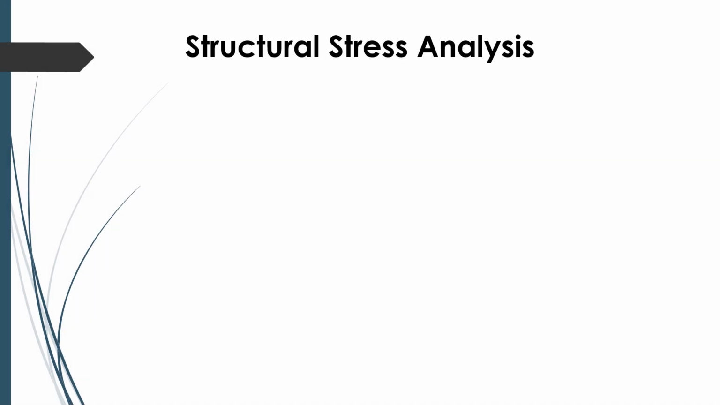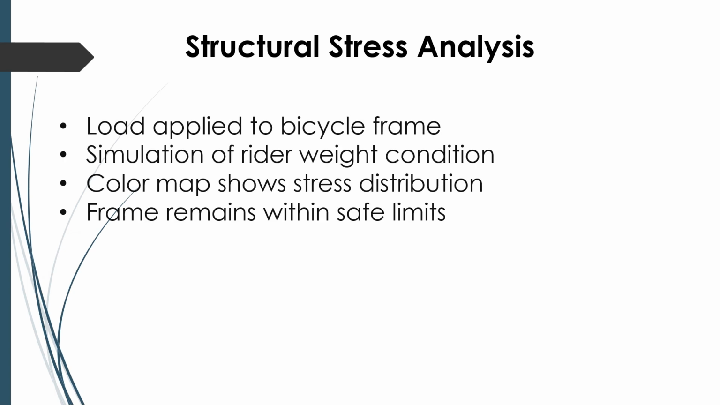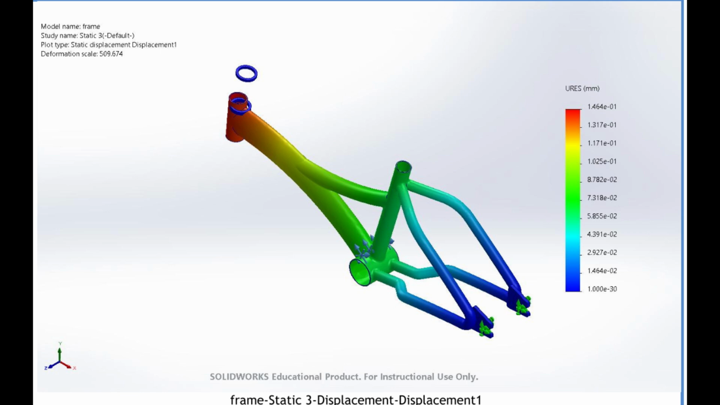A stress analysis was conducted on the bicycle frame to evaluate structural strength under loading conditions. Forces representing rider weight were applied to critical areas of the frame. The simulation results display stress distribution using color mapping, where blue represents low stress and red indicates higher stress regions. The results show that the frame maintains safe stress levels within acceptable material limits.